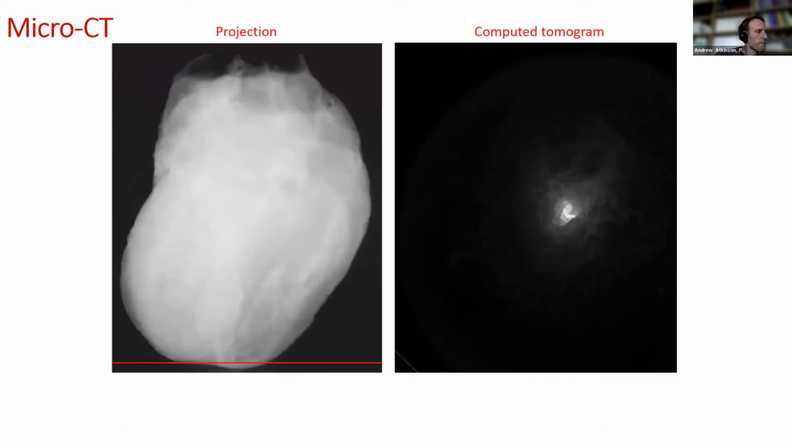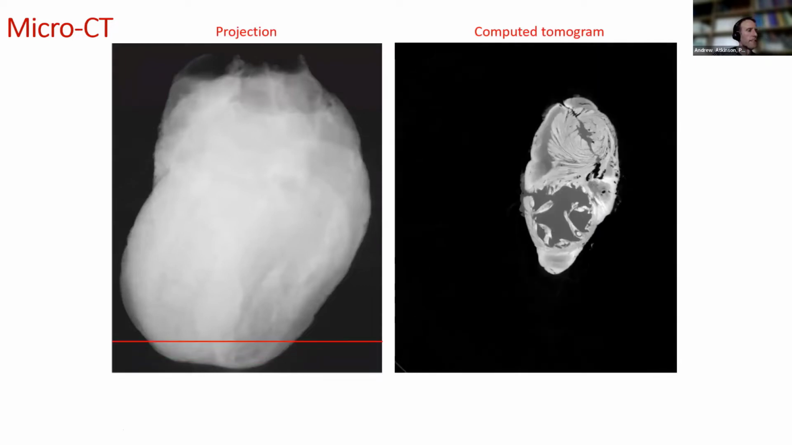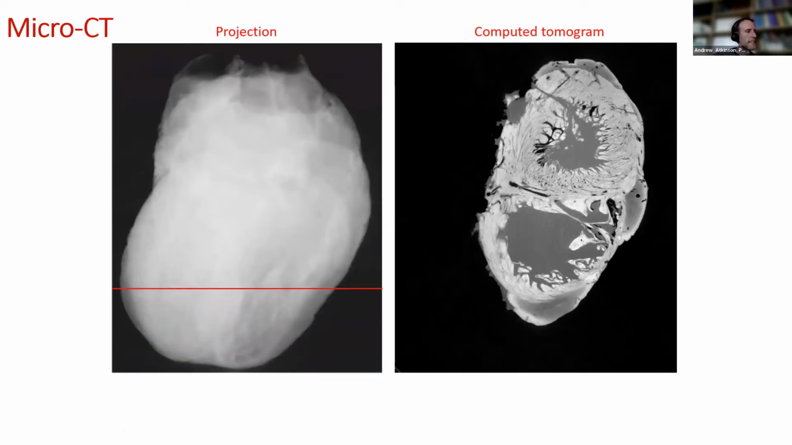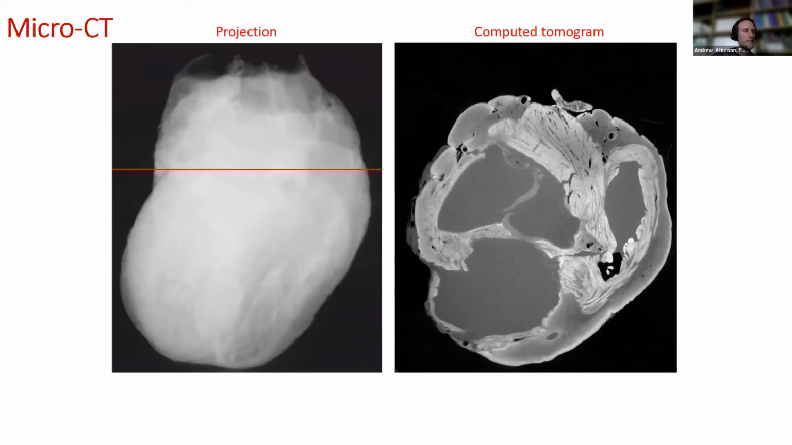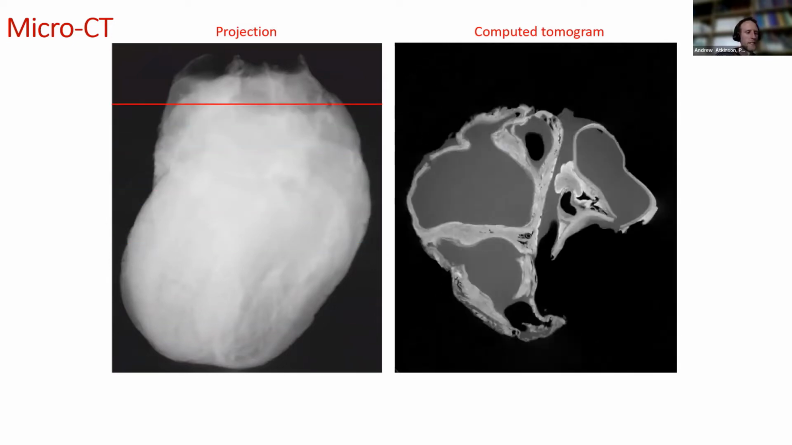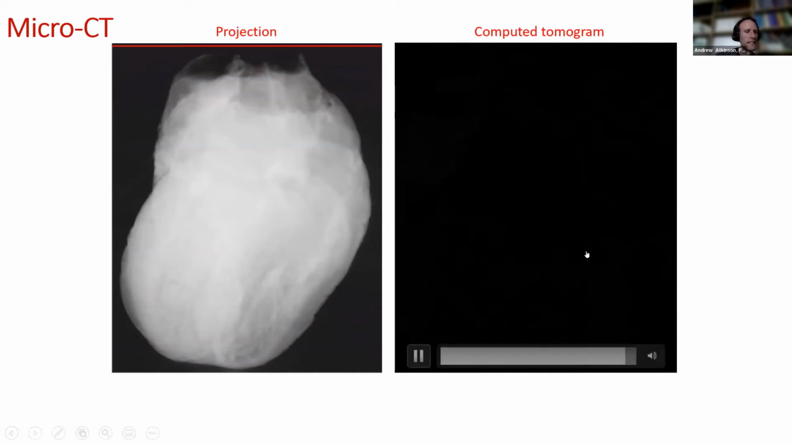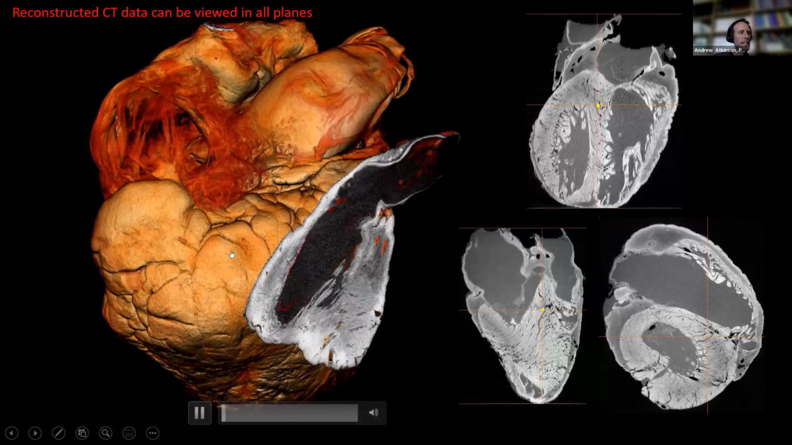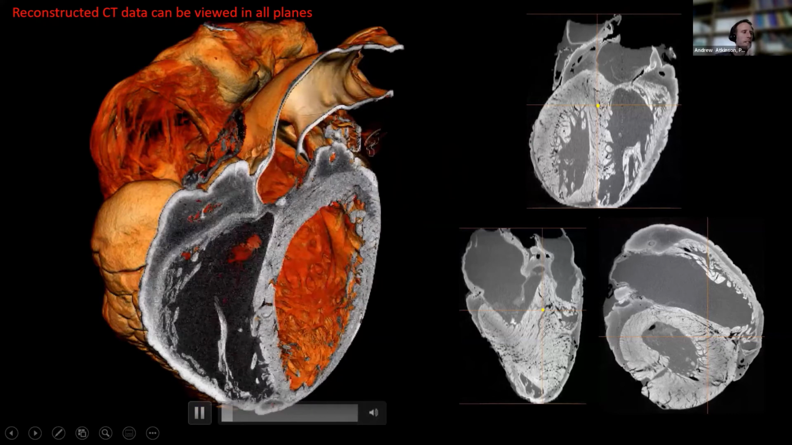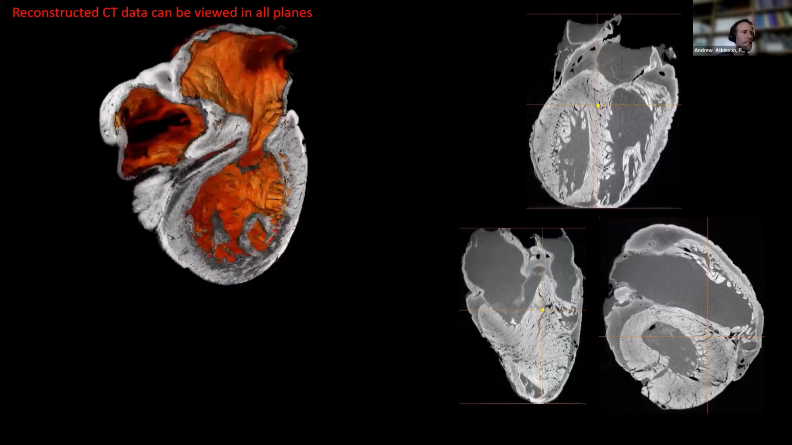Once we've got the CT data, we can use back-filtered projection to create the tomograms, so we can see in great detail the internal structures of the heart. And once the CT data is generated, we can explore it in any way that we want to. We can section the hearts virtually in every plane, so it's very useful for identifying all the features.